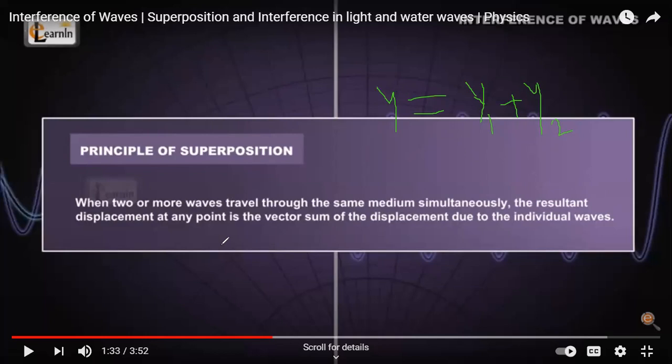Did you write the statement? Yes, sir. In the next line you just write it: y = y1 + y2. Okay, sir. And y is the resultant wave displacement. y1 is the first wave displacement. y2 is the second wave displacement.